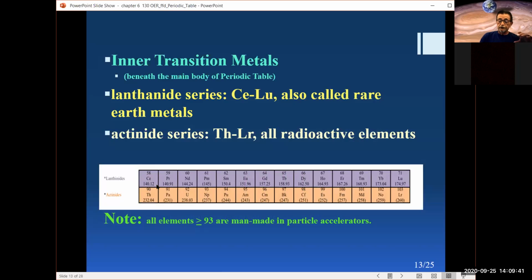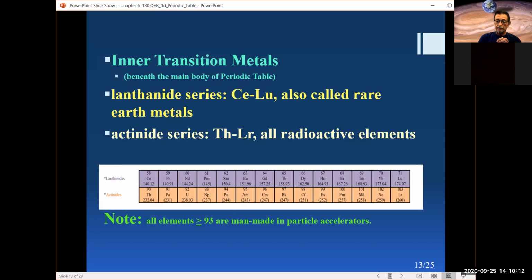Now, those two series, the two rows that are pulled out, they have their own name. They're called inner transition metals. And within that general name of inner transition metals, they have their own series name. So the very first row are called the lanthanide series. Otherwise they're also called the rare earth metals. And then the row below that is called the actinide series. All of them are radioactive.